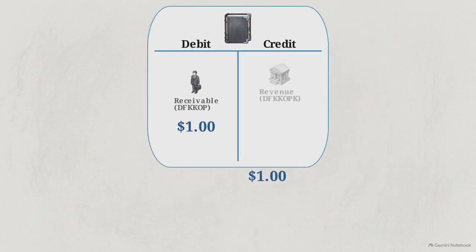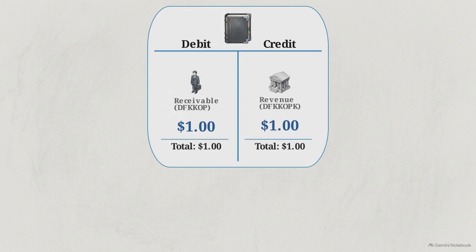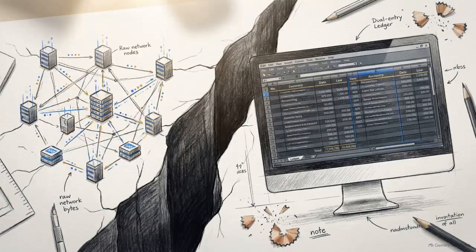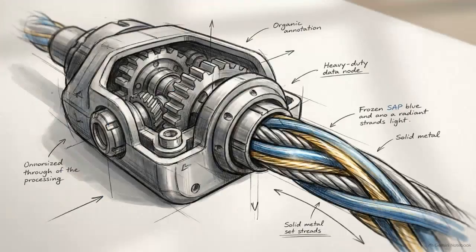Every usage event must eventually map to an open receivable against the customer and an offsetting revenue posting in the general ledger. Bridging the gap between raw network bytes and that strict dual-entry ledger requires an automated translation engine capable of applying financial context in milliseconds.